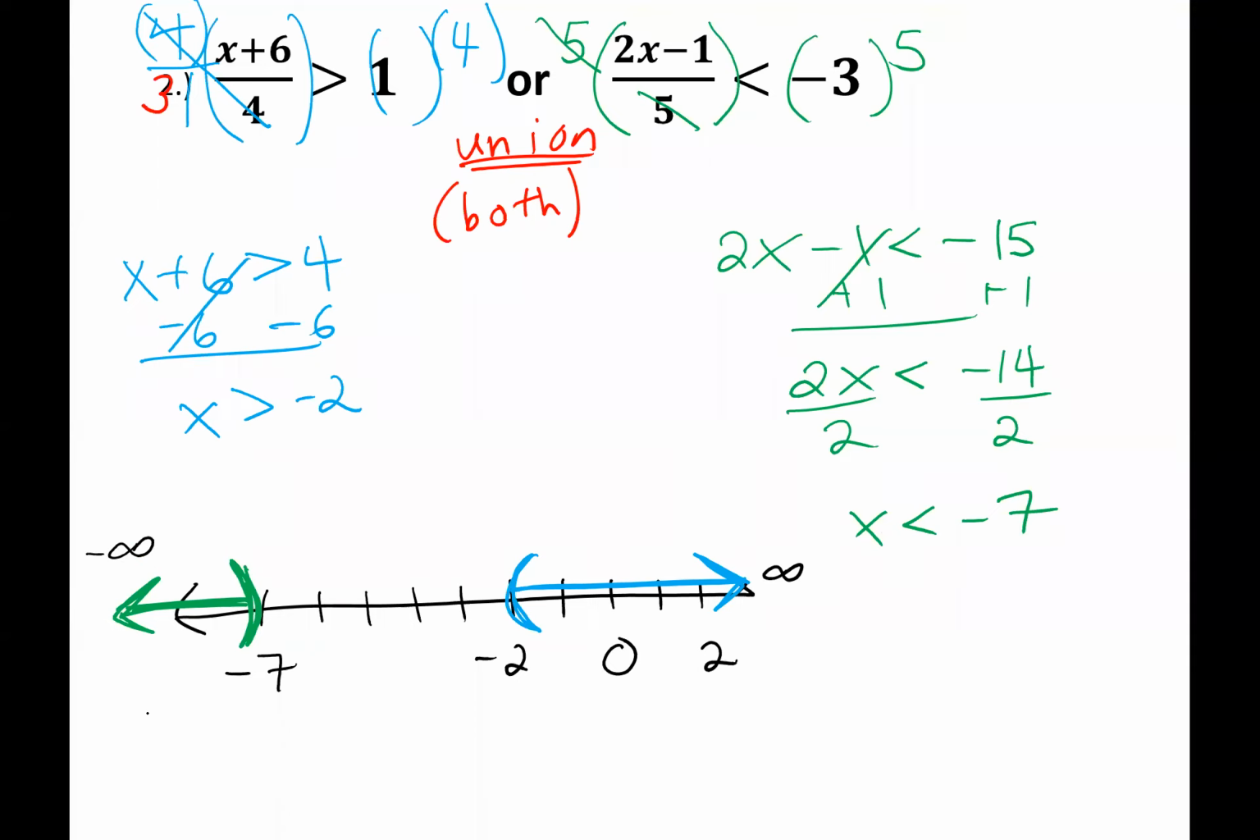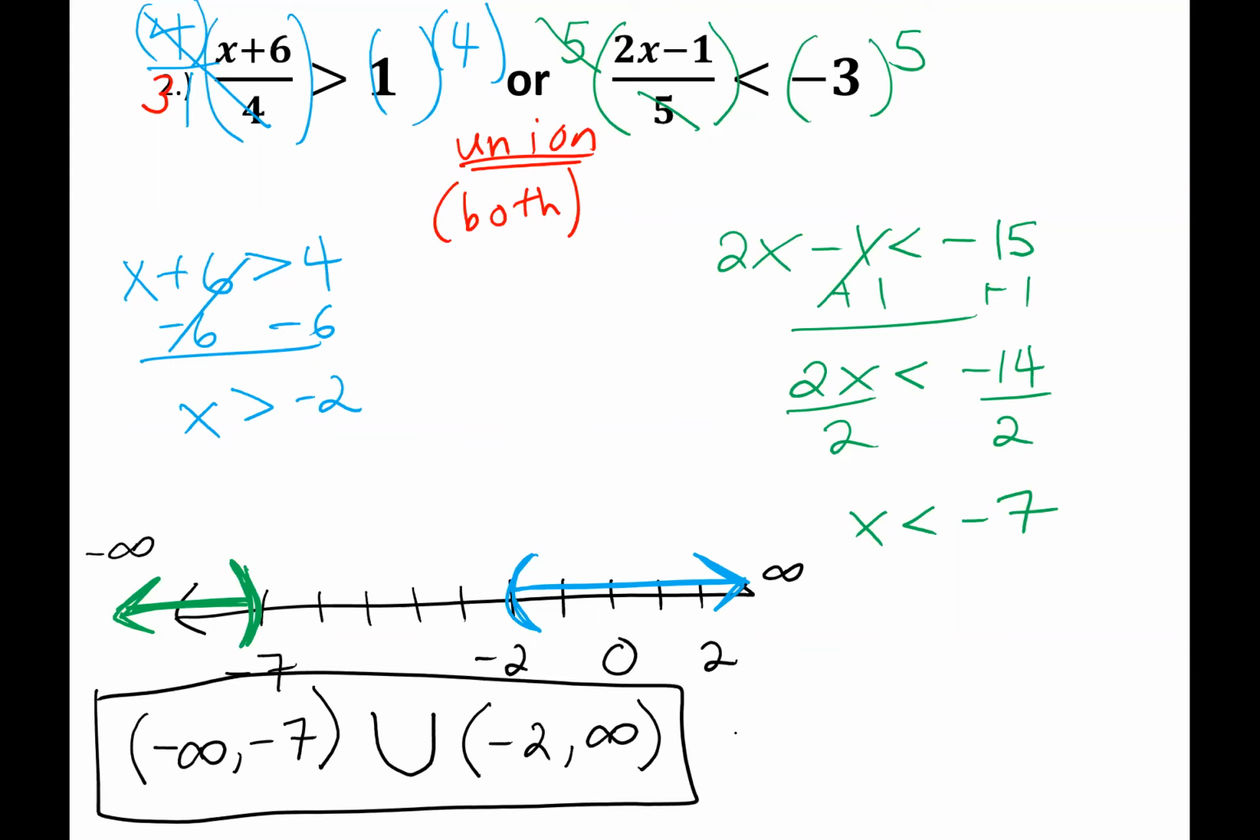Here we go. So parentheses, negative infinity, comma, negative 7, close the parentheses. Now we use the union symbol in between, and then we name our other interval, parentheses, negative 2, comma, infinity, close parentheses. This is my answer in interval notation. Again, it's (-∞, -7) ∪ (-2, ∞). On your homework, there will be a button you can click on to use that union symbol.